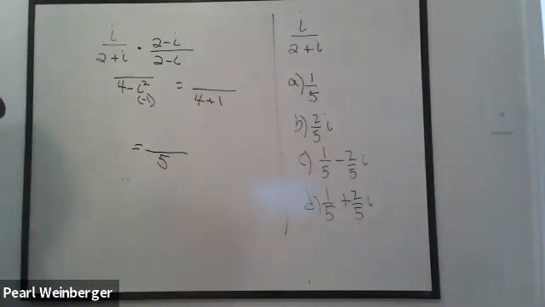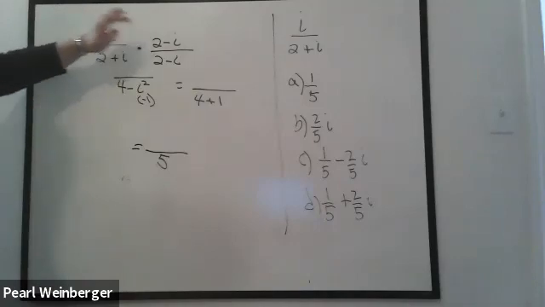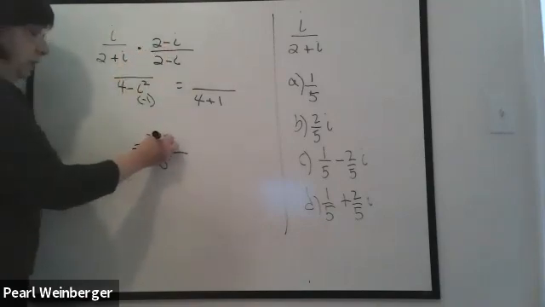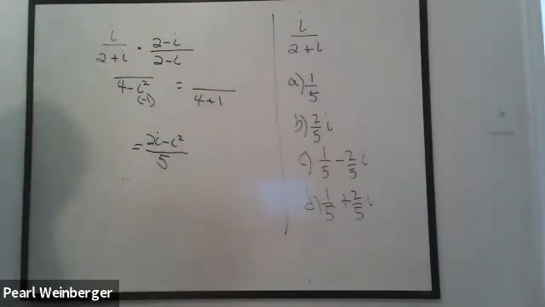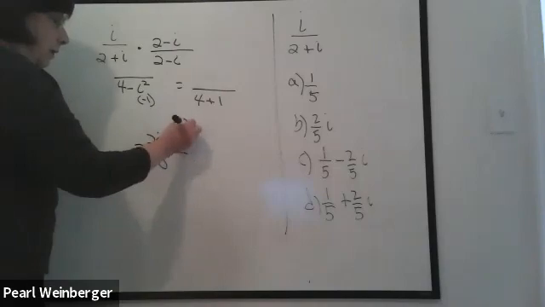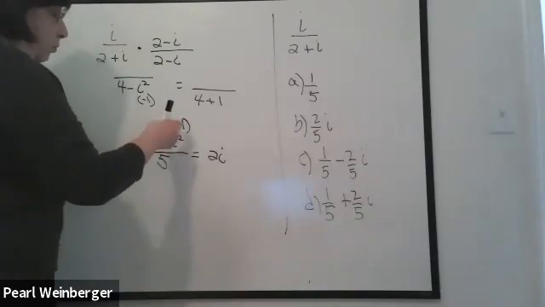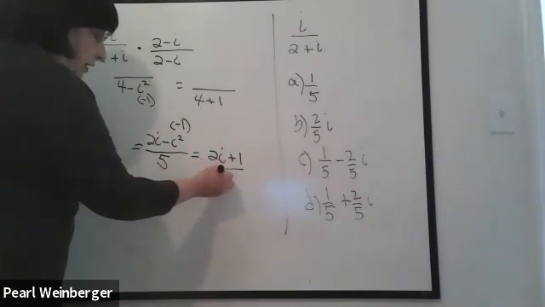What is my numerator? Well, I have to multiply the i times 2 minus i. In this case, I don't have two binomials, I just have a monomial times a binomial, so I just use the distributive property. So i times 2 will give me 2i, and i times negative i will give me negative i squared. Again, I see that i squared, I know that's a negative 1. So this becomes 2i, negative times negative 1 is plus 1, over 5.